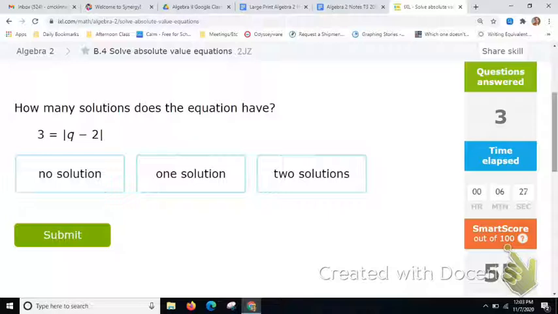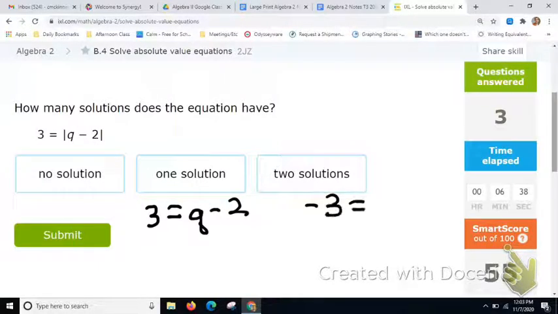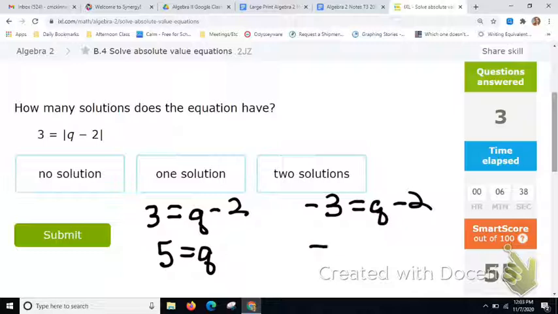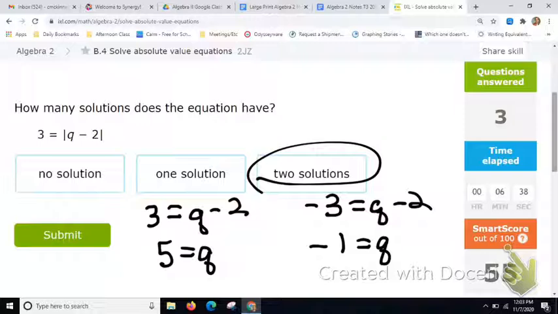So for this question, whether I solve it or not, you may be able to look at it and go, it's going to be 2 solutions. If you try to work it out, that should be what you find: that either 3 is equal to q minus 2 or negative 3 is equal to q minus 2. So my answers are 5 and negative 1. So there are 2 solutions.